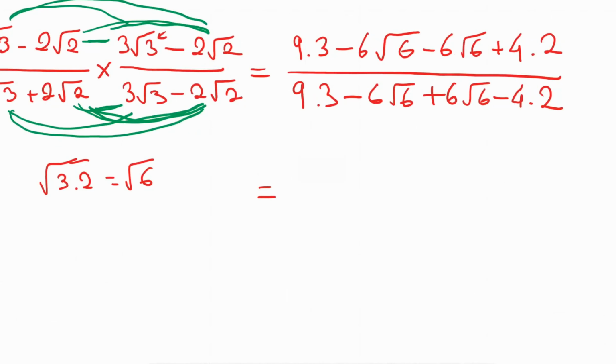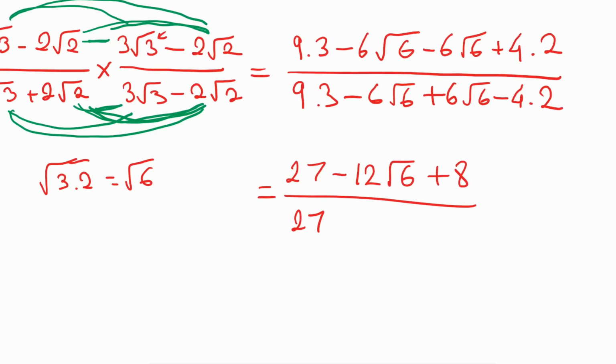So 9 times 3 is 27. Minus 6, so basically you can just add them together. So 6 plus 6, you can think of it as that, is 12 root 6. And then 4 times 2 is basically 8, so plus 8. Over, same thing, so 27. But because here the signs are negative and positive, these just cancel out. So we're going to end up with negative 8.